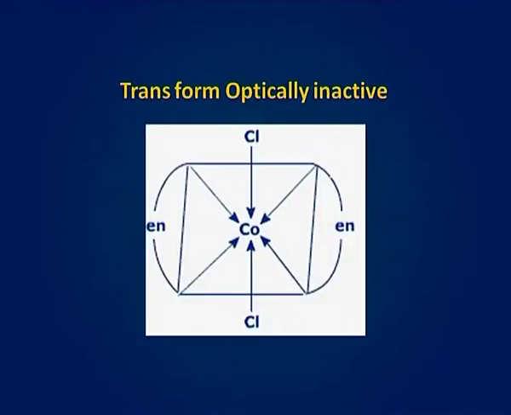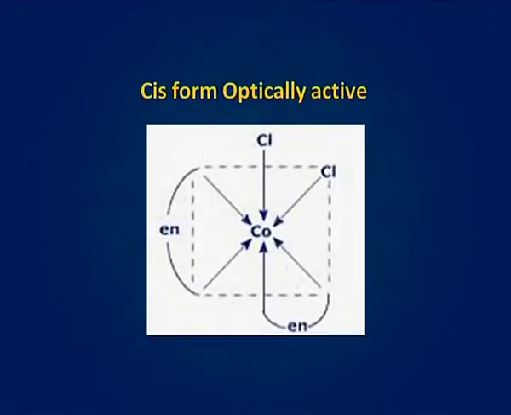In this example, the trans isomer is optically inactive while the cis isomer is optically active. Here is the trans isomer. You can see here is an axis of symmetry, therefore, this isomer, that is the trans form, is optically inactive. But in the cis form, there is no axis or plane of symmetry and also the mirror image is non-superimposable. Therefore, the cis form of the complexes of the type M(AA)2XY or M(AA)2X2 are optically active.